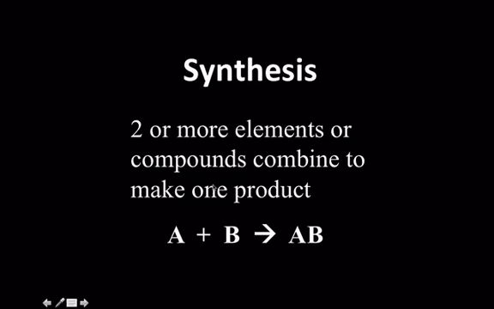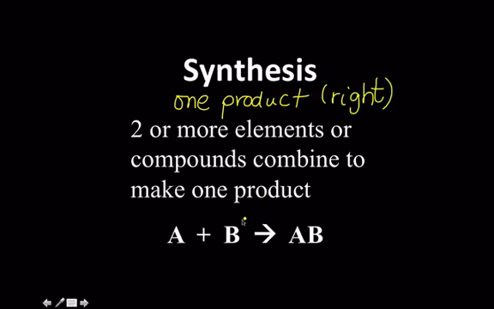A synthesis reaction is where you take 2 or more elements or compounds and you combine them to make one product. So the general reaction we wrote here is that A plus B would give us AB. The key to a synthesis reaction is that there is only one product. That's how you know that it's a synthesis reaction. So if you have one product, and remember the products are to the right of the arrow, then you know that you have a synthesis reaction.